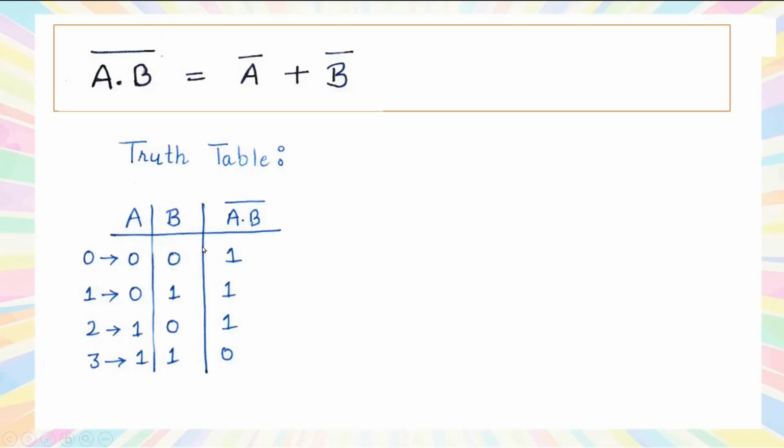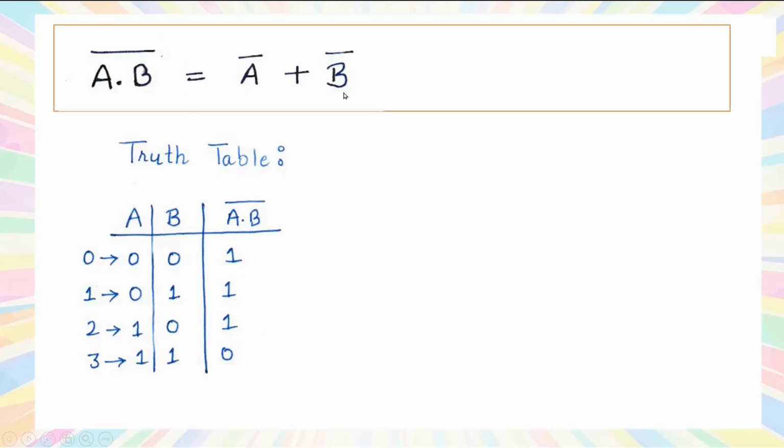So this is the truth table: A, B, (A dot B) bar. I wrote all the possible combinations of A and B: 0, 0, 0, 1, 1, 0 and 1, 1. Here I wrote the decimal values 0, 1, 2, 3. And here is the corresponding value for (A dot B) bar: 1, 1, 1 and 0.